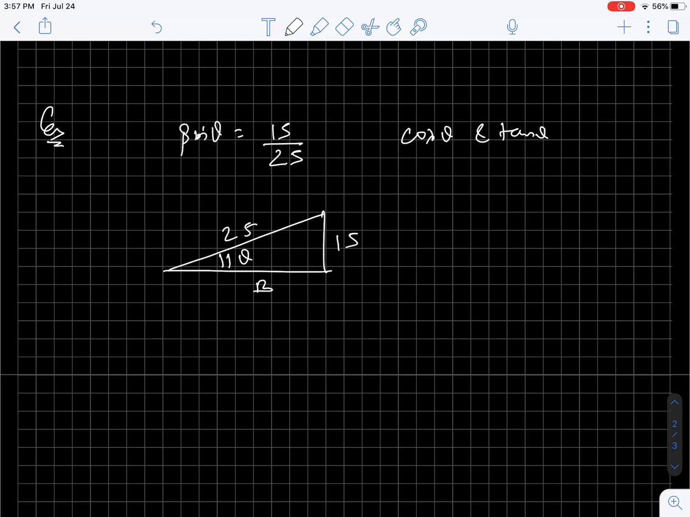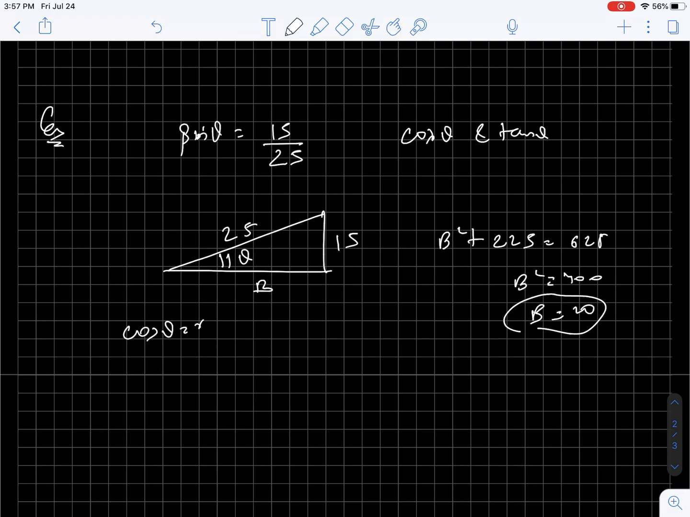Then can we find the base? Yes sir, we can find the base. Base square plus 15 square, 225, is equal to 25 square, 625. Then b square is equal to 400 and b equal to 20. If we know the third side, we can easily solve the ratio.